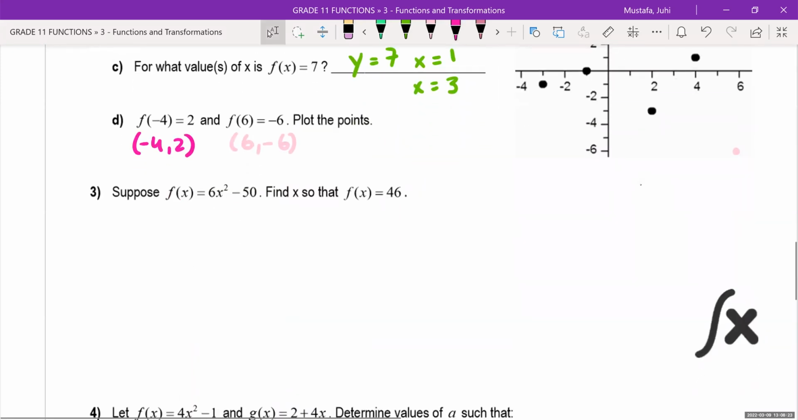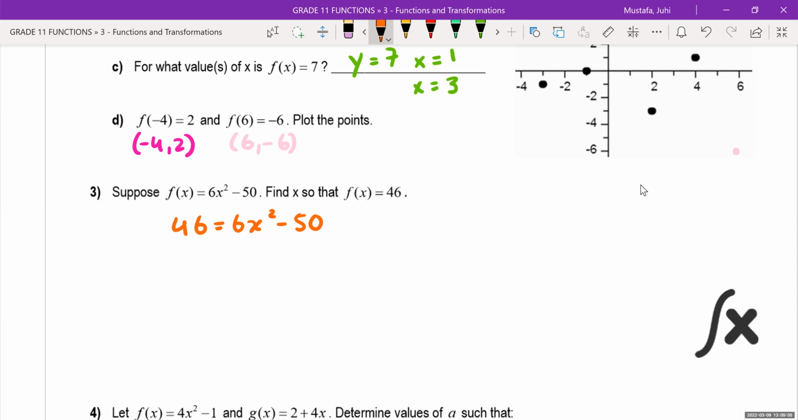Okay, suppose f of x is equal to 6x squared minus 50. Find x so that f of x is equal to 46. What we're going to do to solve this question is take this, f of x is equal to 46, and replace it over here, and then we're going to solve. You may not be able to see it initially, but once we do this first example, it'll be so clear to you. F of x is now 46, so 46 is equal to 6x squared minus 50. Okay, so all we did is we replaced the f of x with 46 because they told us f of x is equal to 46.